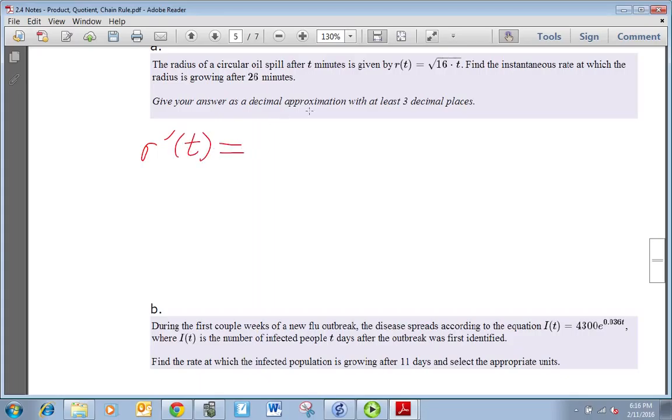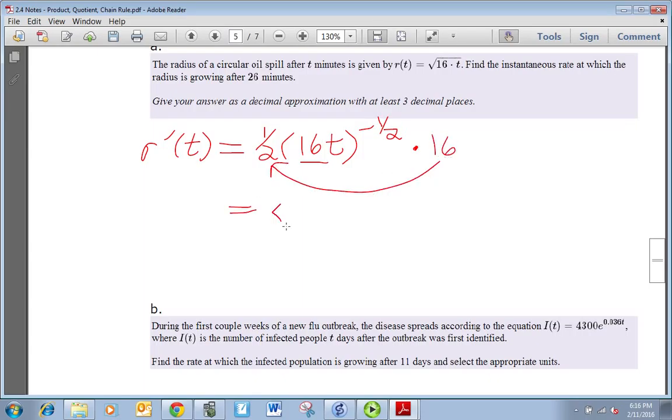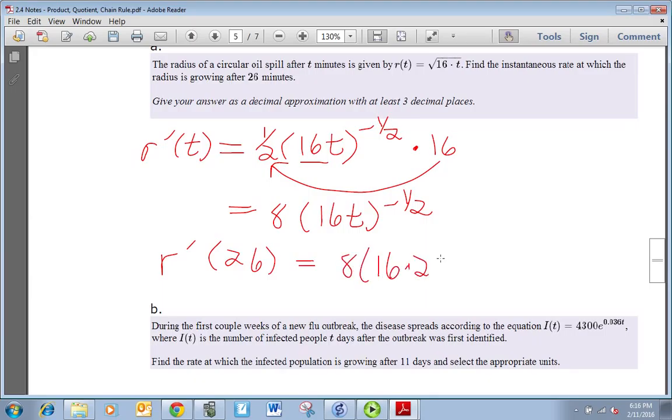Since the square root is the same as the 1 half power, I'm going to get 1 half times 16t to the negative 1 half power, and times the derivative of the inside, which is 16. 16 times a half is 8, so we get 8 times 16t to the negative 1 half. And then we plug in 26. So 8 times 16 times 26, all to the negative 1 half, is 0.392.